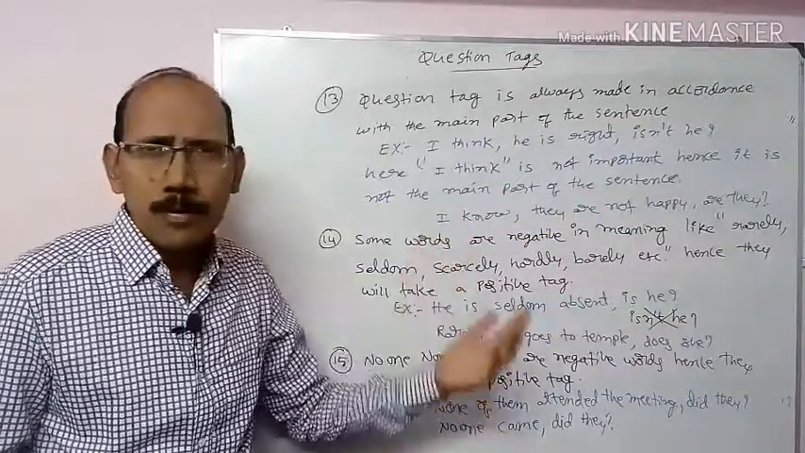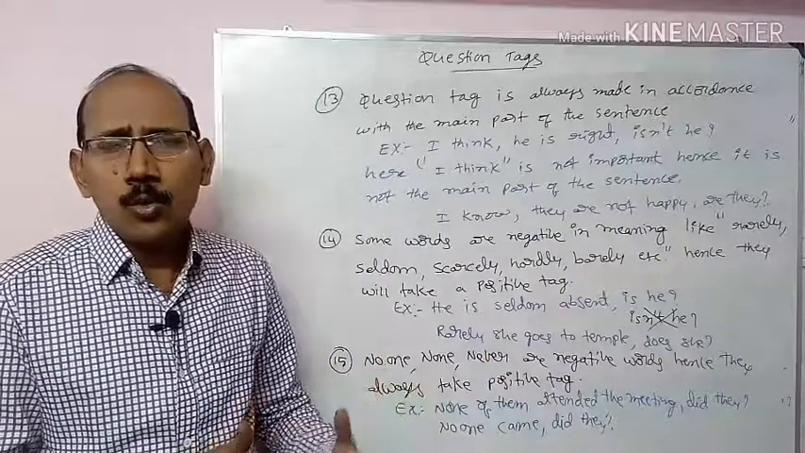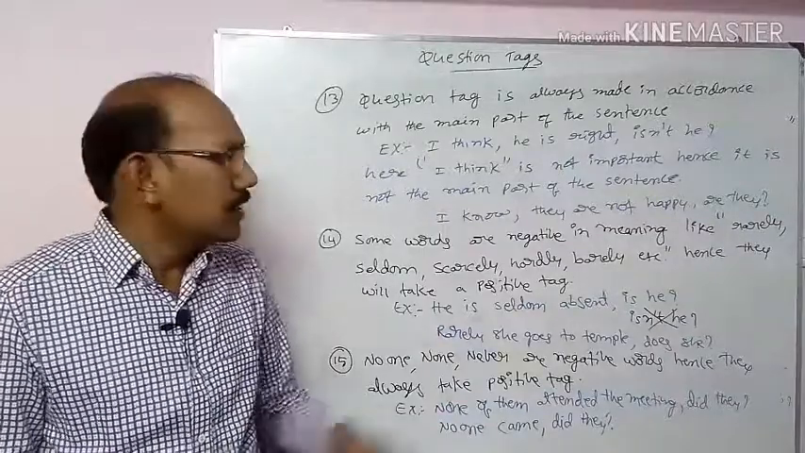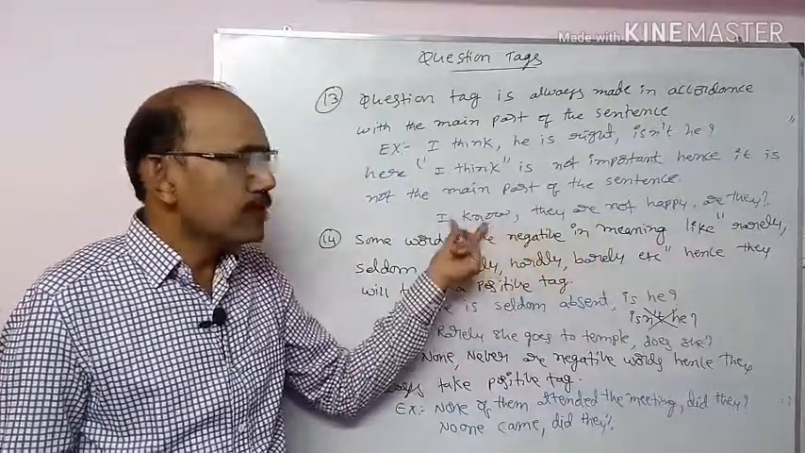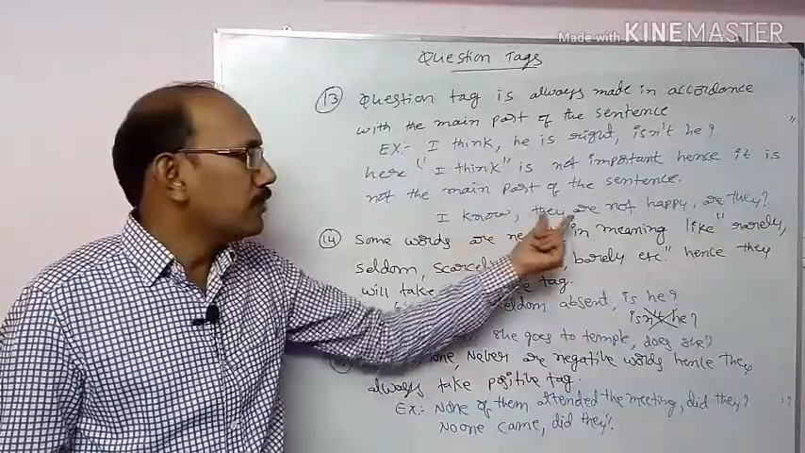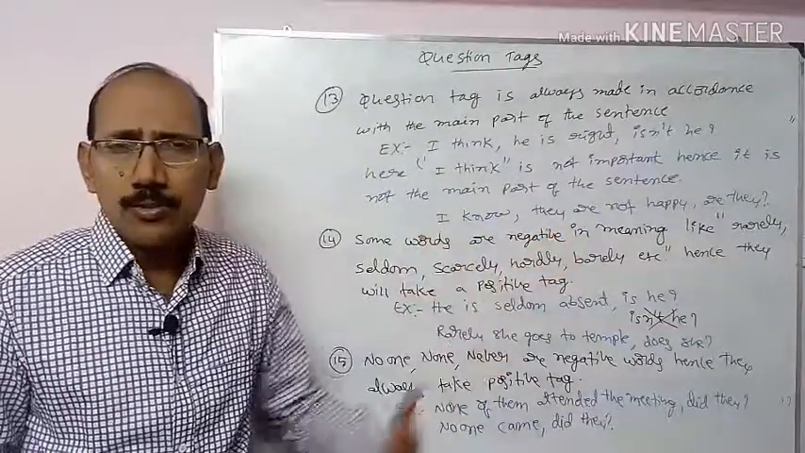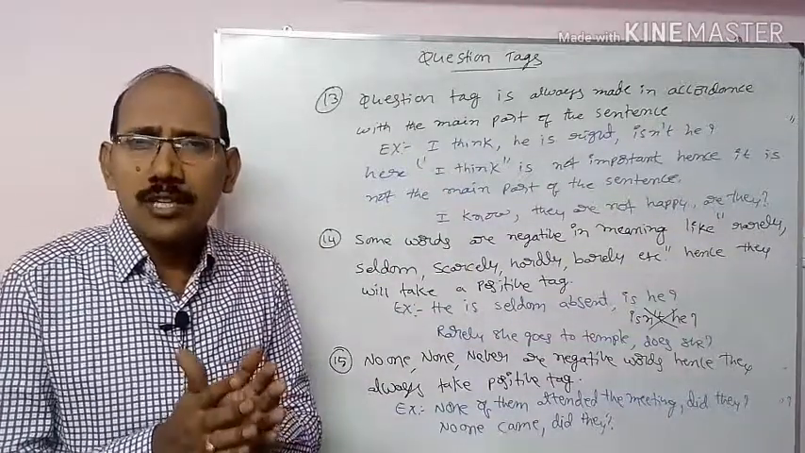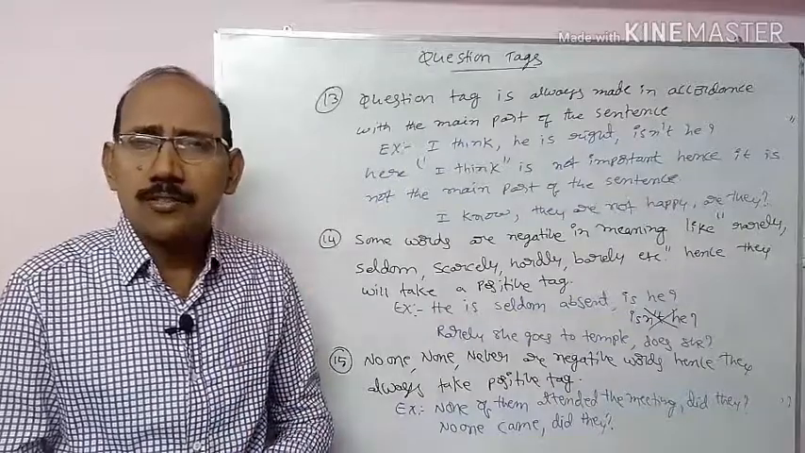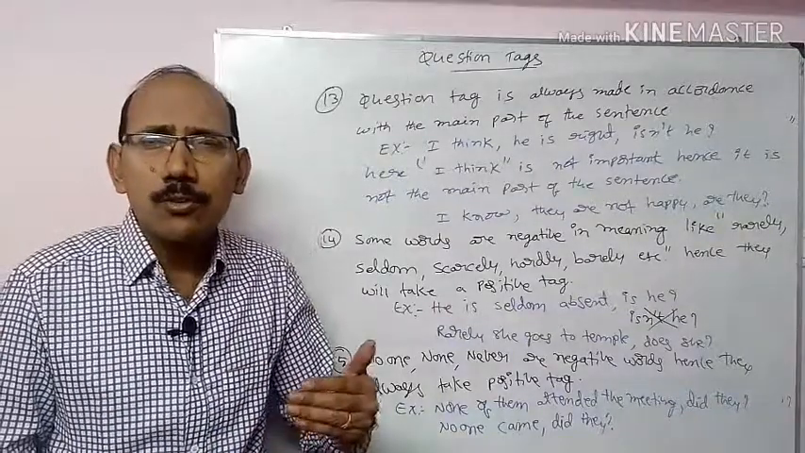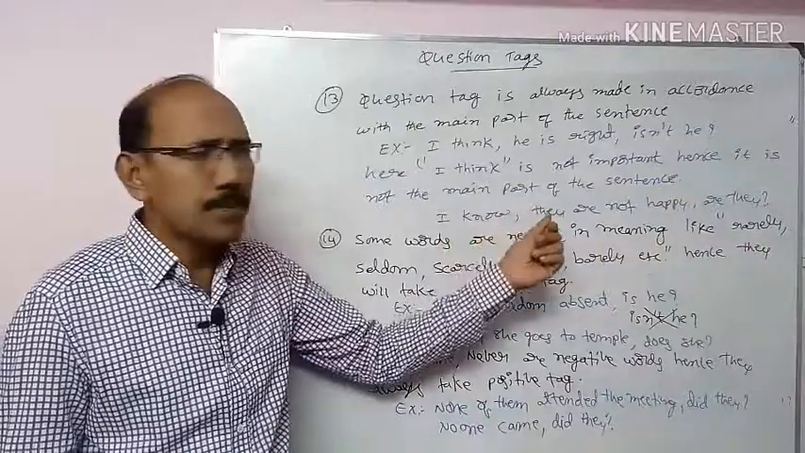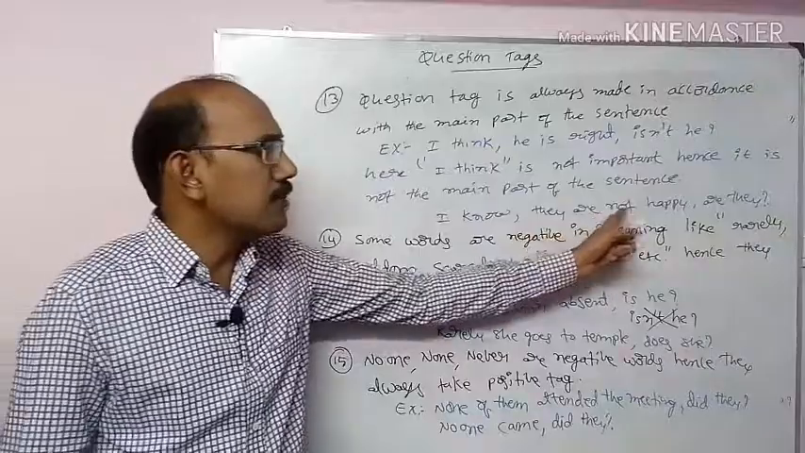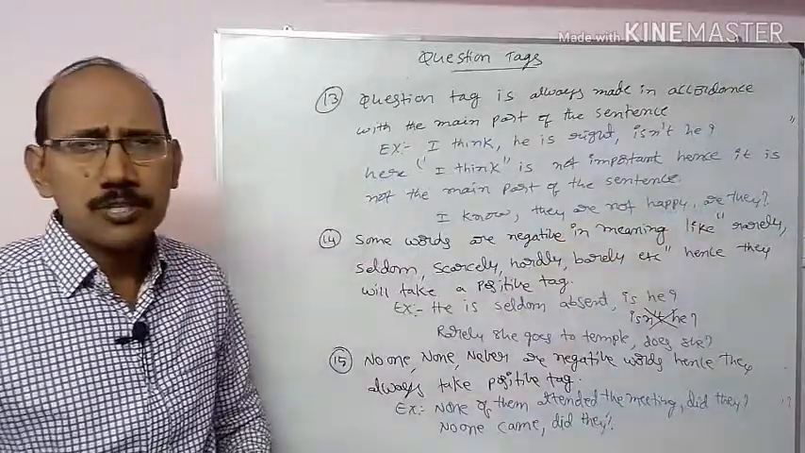And look at one more example. I know they are not happy. Which one is the important statement in this particular sentence? This particular one is the important one: "they are not happy." We should not give importance to "I know." So whenever we come across these types of statements, we should not get confused. We need to understand what the main part of the sentence is, and give the question tag to that one only. I know they are not happy, are they? Because this is a negative statement, we need to give only a positive question tag to that one.